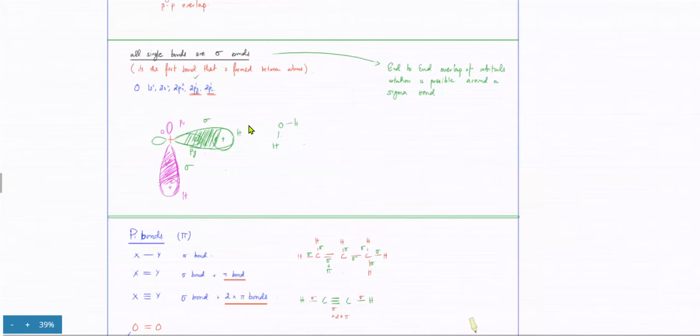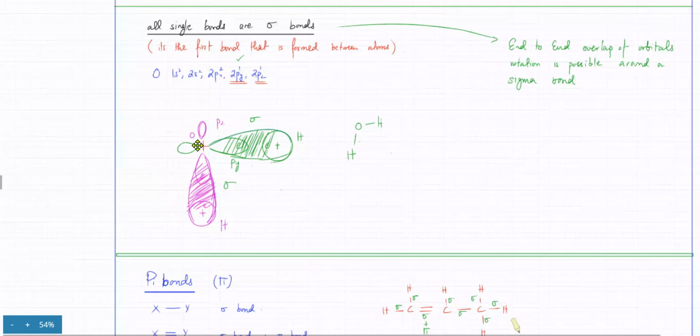If an atom makes multiple sigma bonds, like this one, an oxygen atom has two orbitals that need electrons. So they end up merging with hydrogen's s orbital, and the two sigma bonds are formed. And then we started talking about pi bonds.